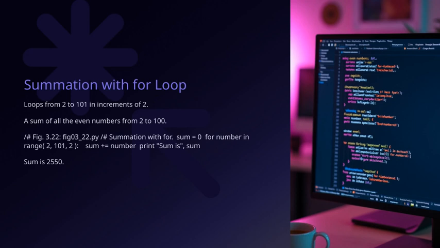Inside the loop, we start with a variable called sum set to 0. Then, for each number in our range, we add that number to our sum. After the loop finishes, the total sum of all even numbers from 2 to 100 is displayed, which in this case is 2550. This example is a perfect illustration of how to use a for loop with a specific step size to process a sequence of numbers efficiently.